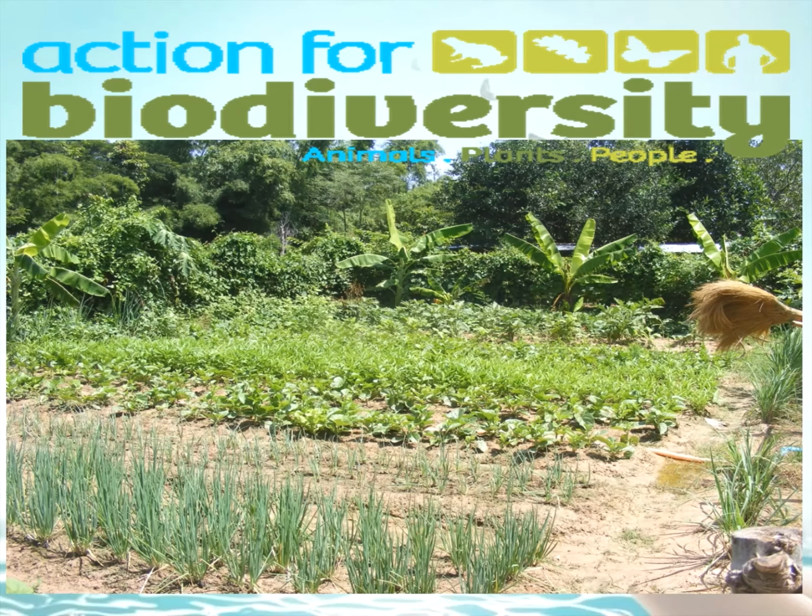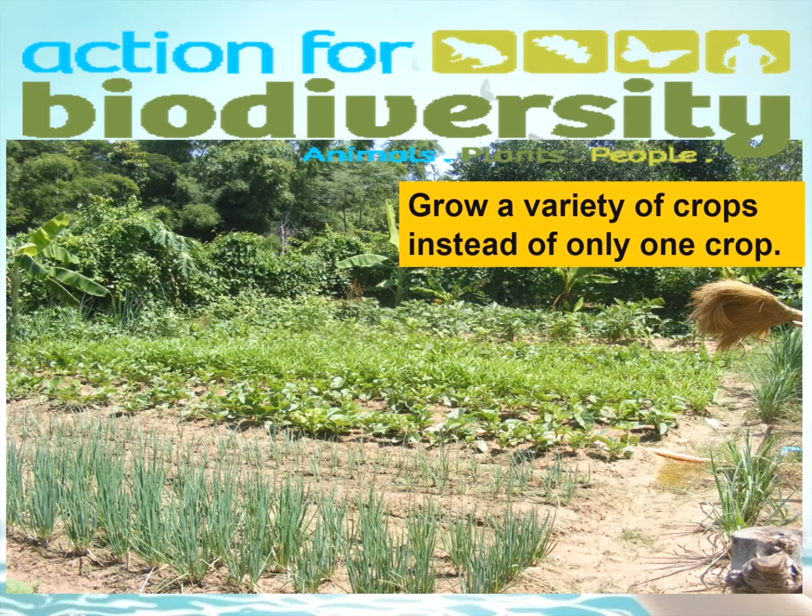So, ano ang dapat gawin? So, these are the actions for the biodiversity in terms of monoculture. It grows a variety of crops dapat instead of only one crop. And take a look at the picture, iba-iba yung halaman na nakatanim.